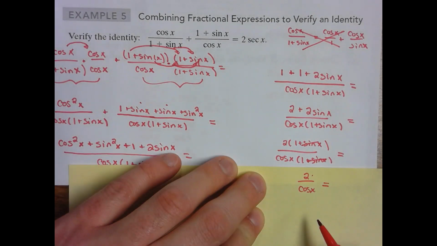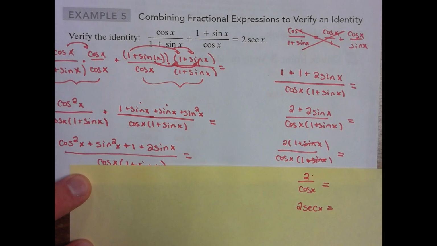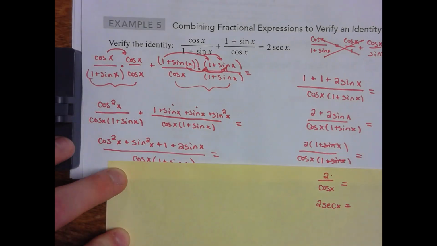And so now we have 2 over cosine of x, where 1 over cosine of x is secant. And so now that brings us to 2 secant of x. Like I said, this last one, we really stepped it up a notch in terms of the algebra and identities involved.